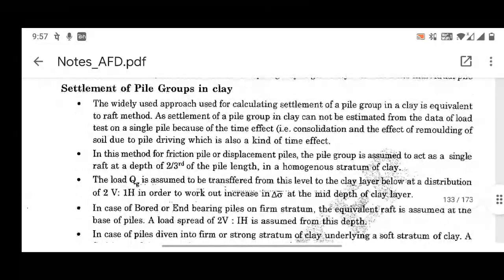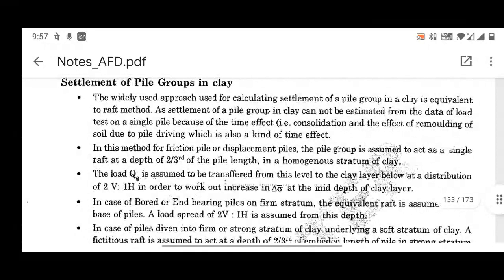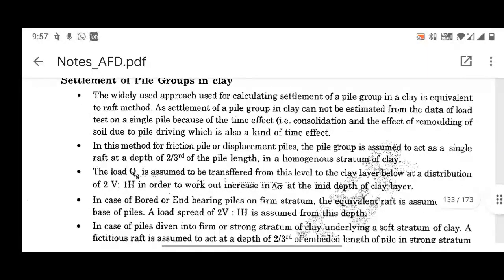Okay, so class, this is the settlement of pile group in clay. I was discussing the consolidation chapter. In the consolidation chapter, we have seen the raft foundation, where a set of piles is installed in group action. These piles are placed below the pile cap, and the settlement of the raft is generally taken from two-thirds of the length of the pile.